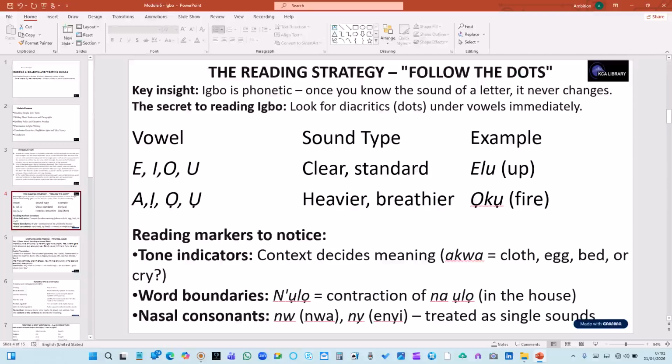Then reading markers to notice. Tone indicators. Context decides meaning. Like akwa means clothes. It can also mean egg. It can mean bed, or it can mean to cry. So the tone determines the meaning. Then word boundaries, n'ụlọ. It is a contraction of na ụlọ. So this is an abbreviation, which means in the house. Then the nasal sounds like nwe, nwa, nye, like inenyi, are treated as a single sound. So you treat this combined vowel like diphthongs as a single sound in Igbo language. So these are some of the strategies for reading in Igbo.